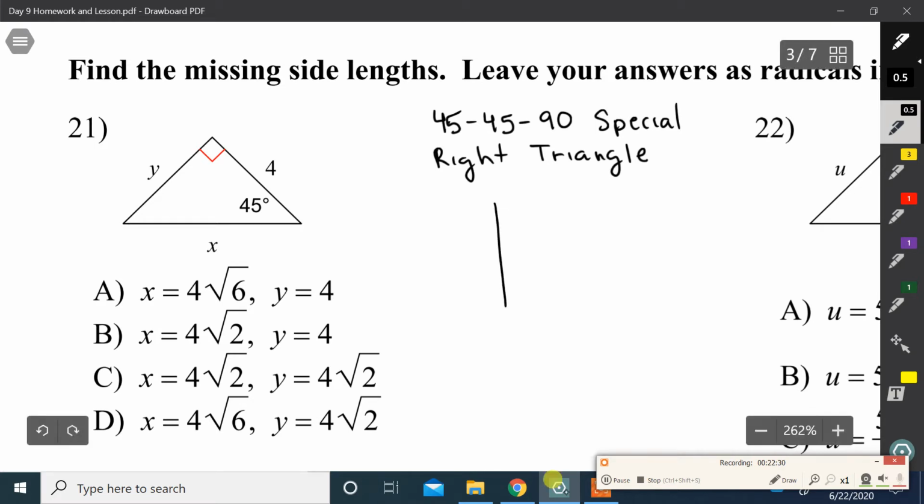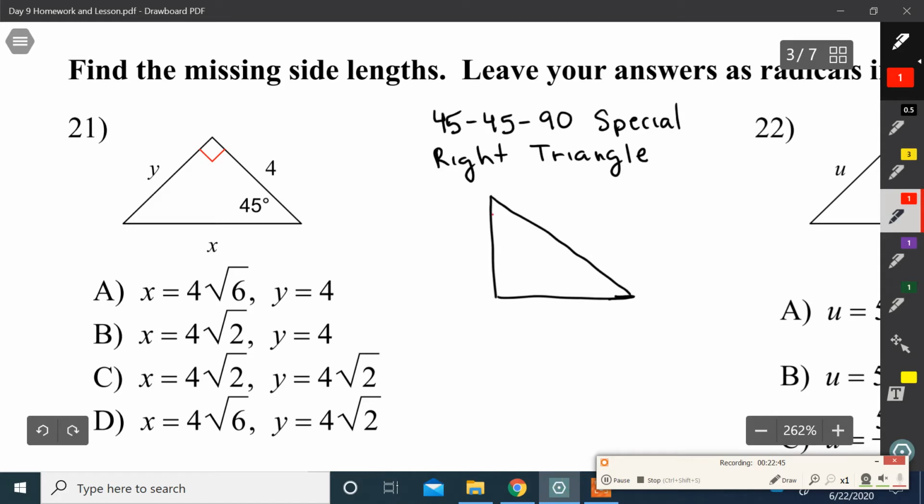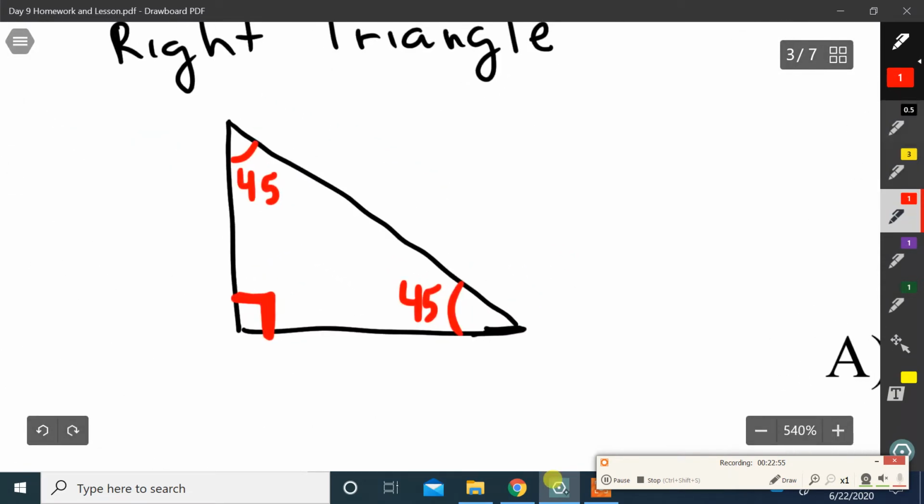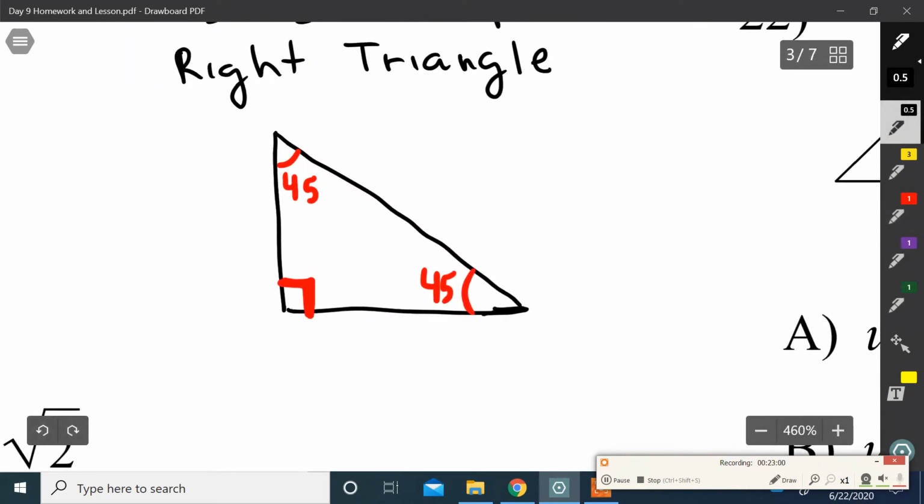If you have a 45, so what I mean by 45, it means that this right here is 45, and this right here will be 45. Okay, and of course this will be our 90 degree. So let's talk about this right here. So what this tells you, and I do want to go back to something very important here.